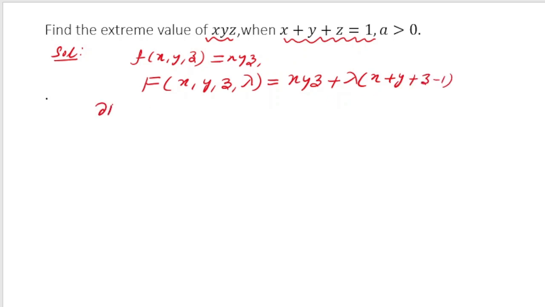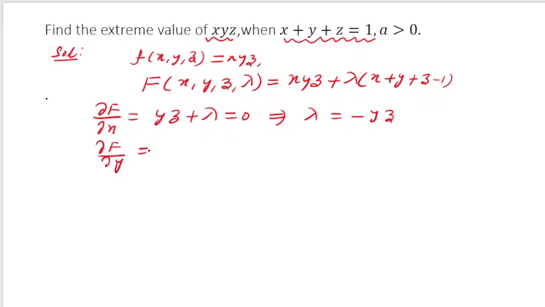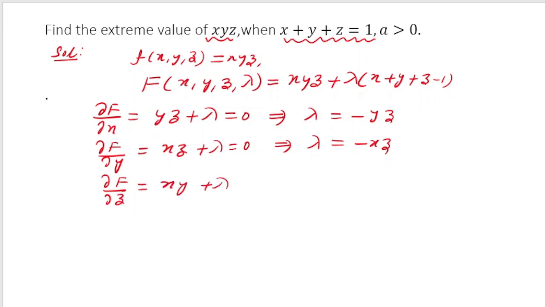Now we differentiate F partially with respect to x, so I will get yz plus lambda, and we put that equal to 0. So this will give me lambda is equal to minus yz. Then we differentiate F partially with respect to y, that is xz plus lambda equal to 0, and this will give me lambda is equal to minus xz. And differentiating partially with respect to z, that is xy plus lambda equal to 0, and this will give me lambda is equal to minus xy.